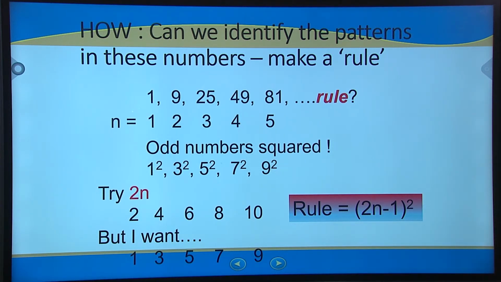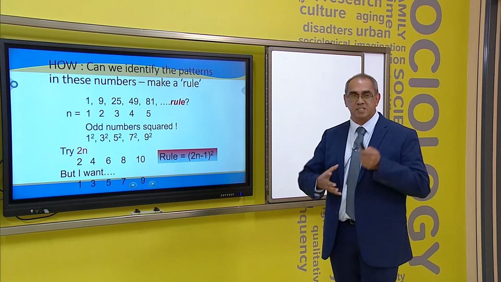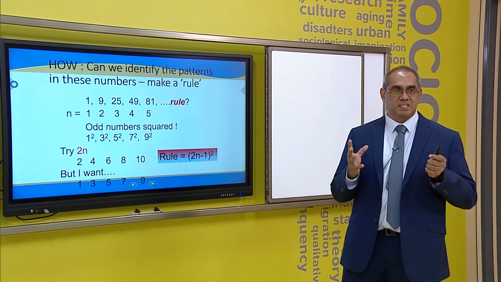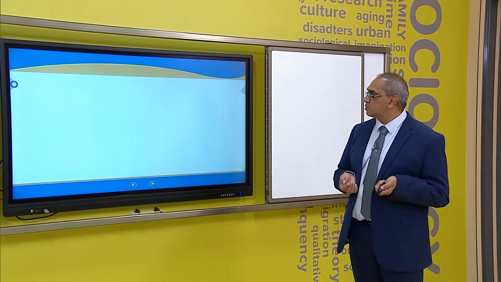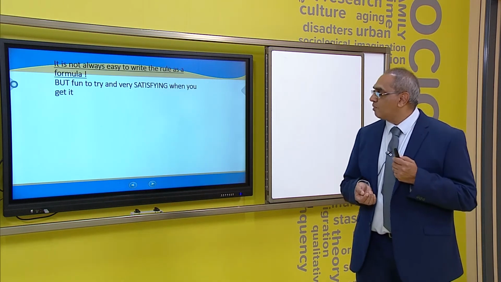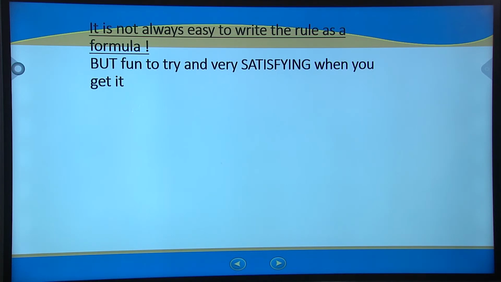So we play around with this. Okay, there is no hard and fast rule. Nobody tells you this is exactly how we do it. We have to play with the maths, and this is where it gets fun. This is where maths is actually fun, when you actually start to play with the numbers. Okay. As I said, not always easy to do, but very fun, very satisfying if we can do it.